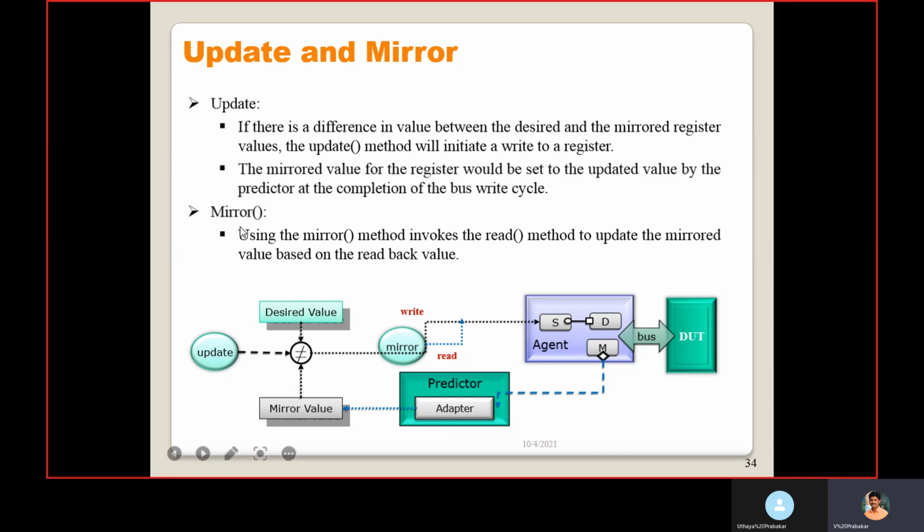Then mirror. Mirror tells the current state of the DUT. That means using the mirror method, it invokes the read method and updates the mirror value based on the readback value. So when we use the mirror method, it wants to tell the current state of the registers, what the value is. So it will perform a read, reading the corresponding register's current value. That is the use of mirror.